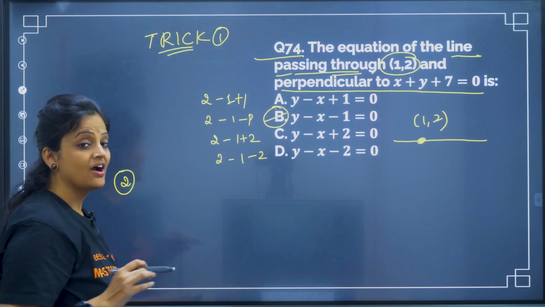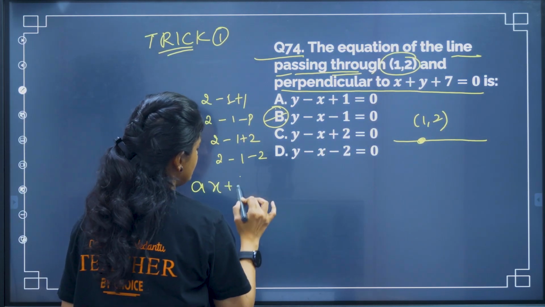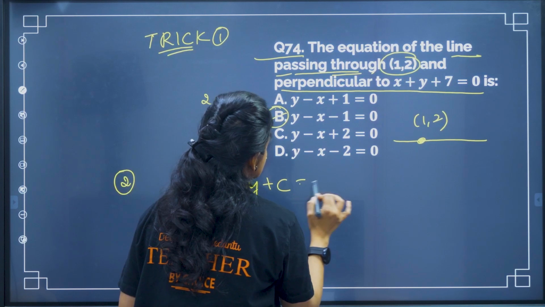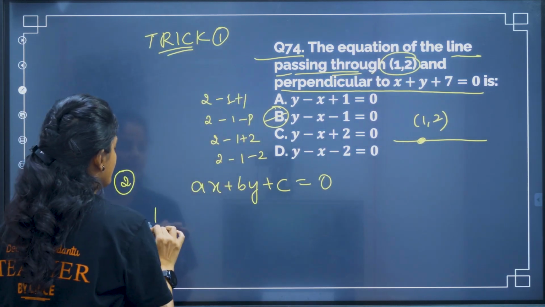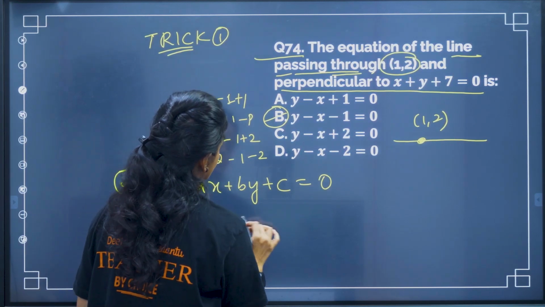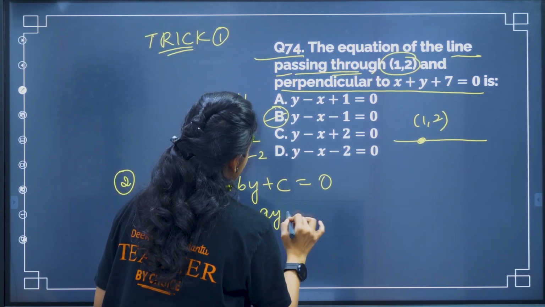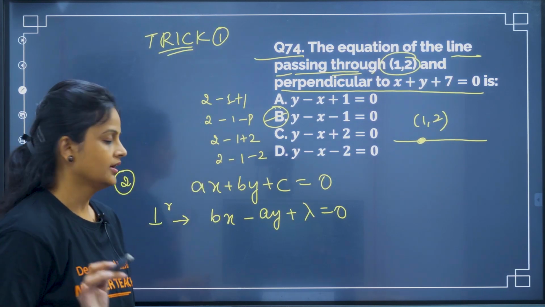Second trick, we have multiple tricks. If any line is ax + by + c = 0, the perpendicular line can be written as bx - ay + lambda = 0. Okay, this we know, correct?